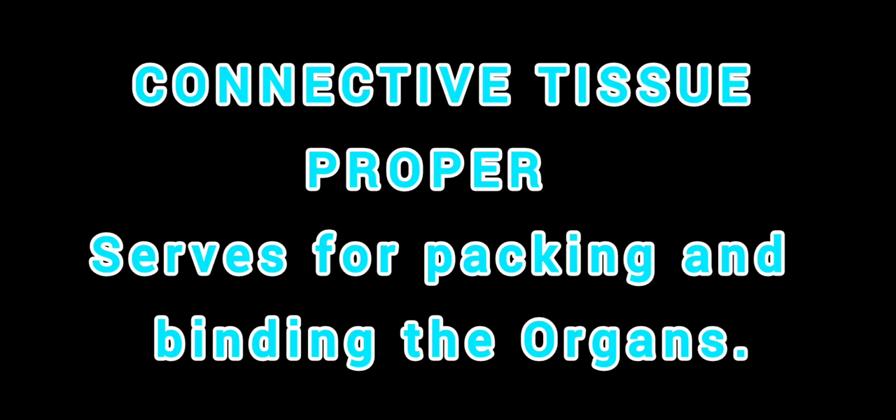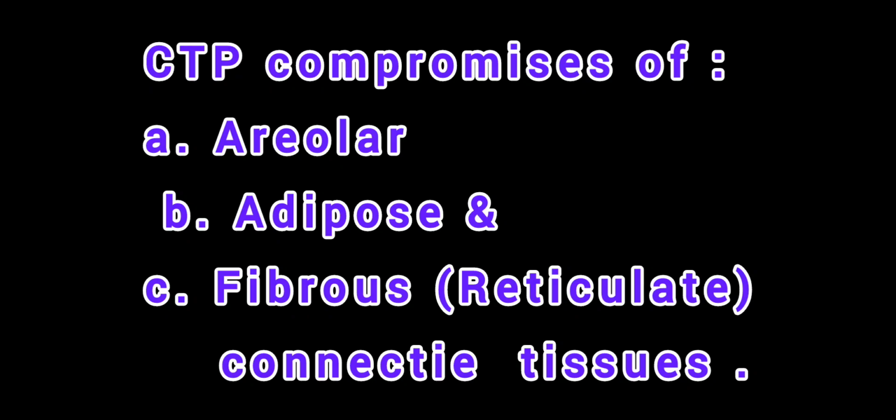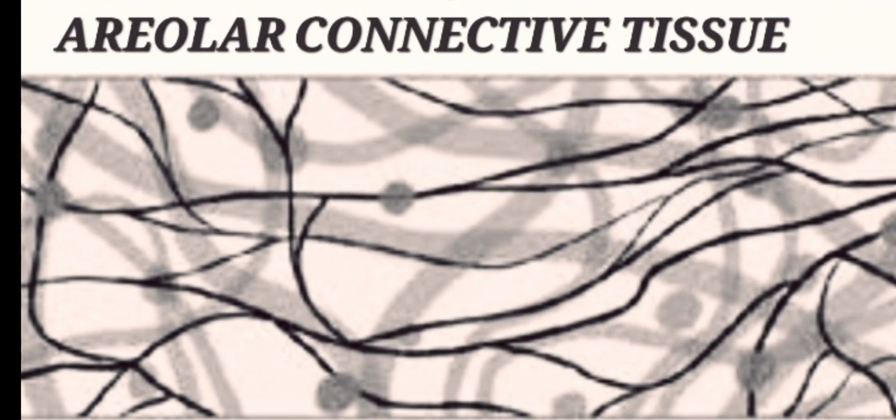Starting with the connective tissue proper, which is formed from fibroblasts. Connective tissue proper is again divided into loose connective tissue, which may come in three varieties: areolar, adipose, or reticulate. Now let's begin with the areolar connective tissue. This areolar connective tissue has lots of fibers. It supports and binds other tissues.